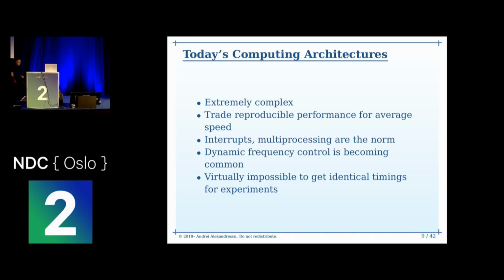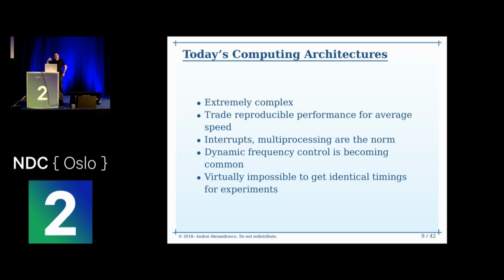So, fast forward to nowadays. Amazingly, we got to a point where it's impossible to obtain the same measurement twice when you measure speed, right? So you even have things like dynamic frequency control. Who knows about that?